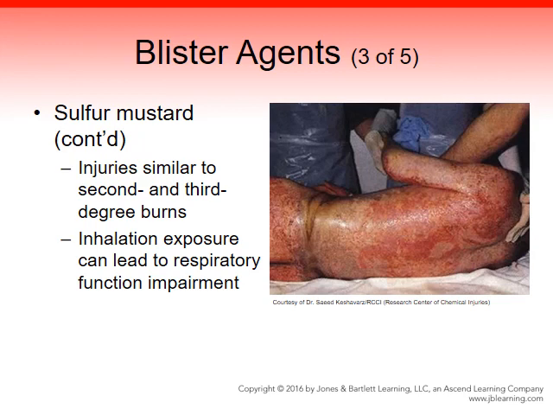Here's a good example of what would happen to your skin when exposed to mustard gas. The injuries are very similar to second and third degree burns, and inhalation exposure can lead to respiratory function impairment and even death.